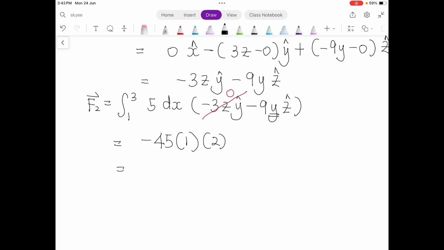Okay, so it is equal to negative 90 Z, the directions. And for the F3, okay, we can do it quickly.